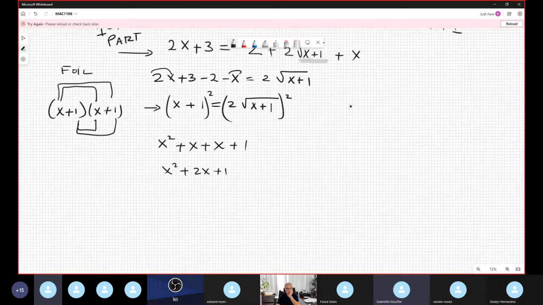You get the same answer when you combine x plus x, which is 2x. And on the right hand side, 2 squared is 4, and the square of the square root of x plus 1 is x plus 1. But this is a super important detail: if you write it without parentheses, you make a mistake.